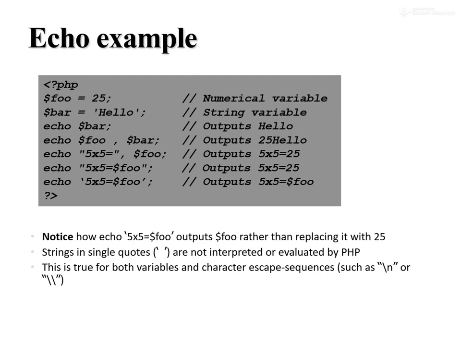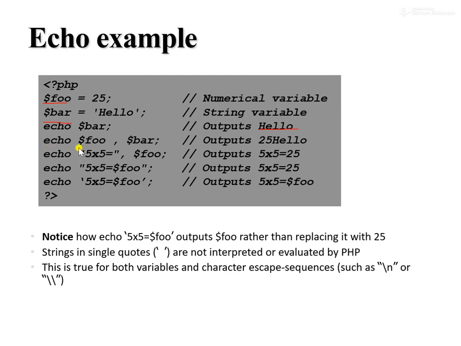Here we have another example of echo, where you can see that we first declare two variables. One is foo, and we assign it a numeric value 25, so it's a numerical variable. Then we have bar, and we assign it a string value hello, and you can see here we assign it a string with single quotes. So in PHP you can write a string in single quotes as well as double quotes. So here we assign it as a single quote. Then when we write echo bar, the value of bar is hello, so this hello will be output.